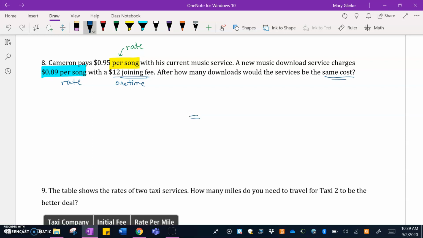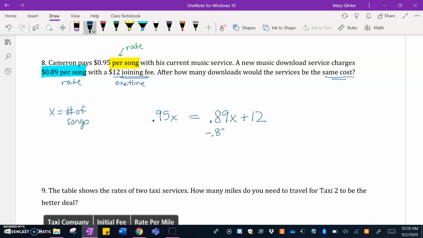So for the first music service, it is 95 cents per song. So what I'm going to do is call X the number of songs. So to find his total fee, you take 95 cents and you multiply it by how many songs he has. The new one is the same idea. It's going to be 89 cents per song, but there's a $12 joining fee. So that's a one-time fee. We're going to write plus 12 at the end.